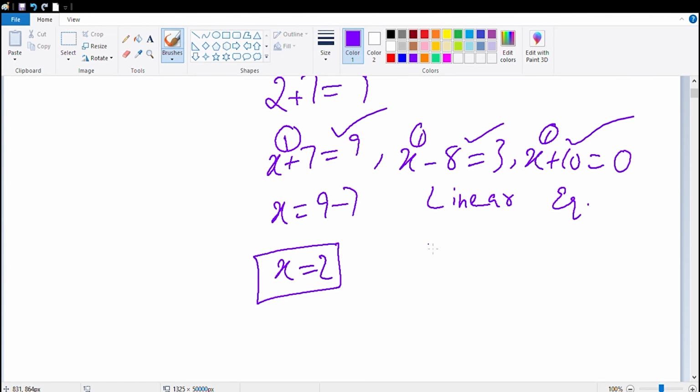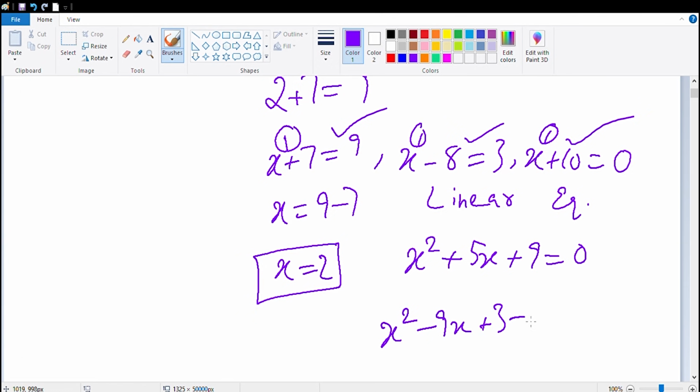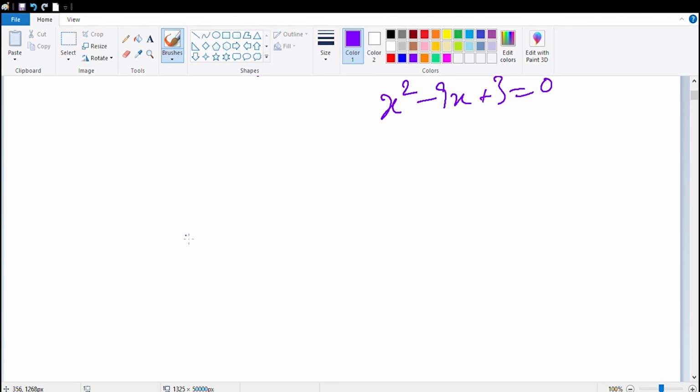If we have something like x squared minus 9x plus 3 is equal to 0, and if we have something like this, then these are all quadratic equations.